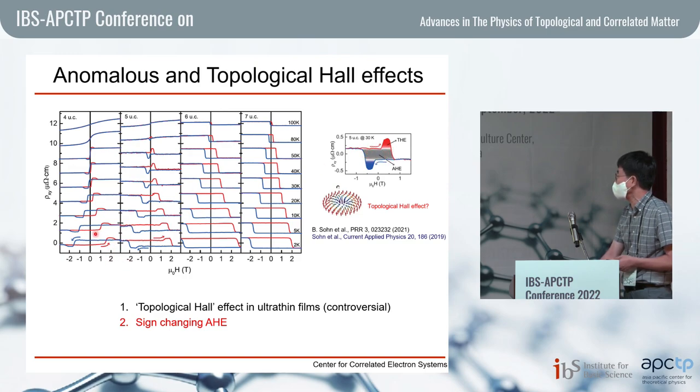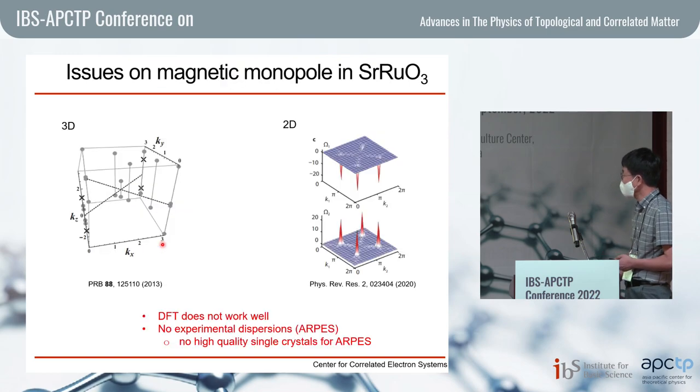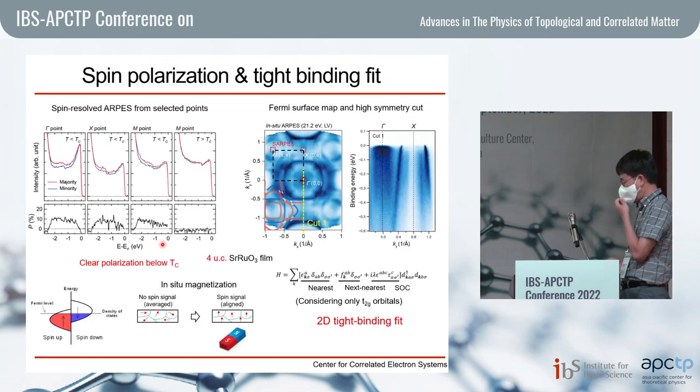Now, if you look at 4 unit cell data and 5 unit cell data at low temperature, you see that the anomalous Hall sign changes between 4 unit cell and 5 unit cell. So even in our data, there's a thickness dependence in anomalous Hall effect. So the sign changes as a function of the thickness. So why does it happen? So we decided to investigate that aspect using ARPES.